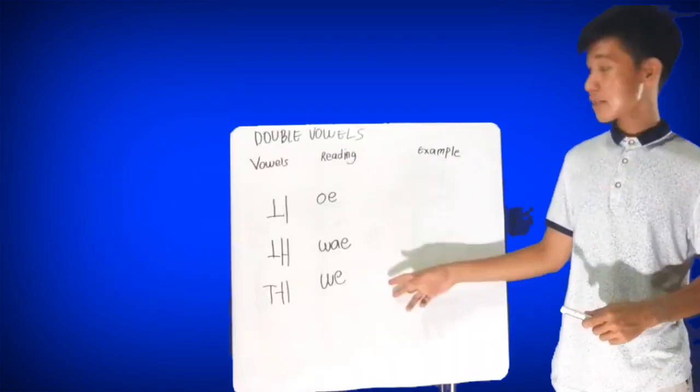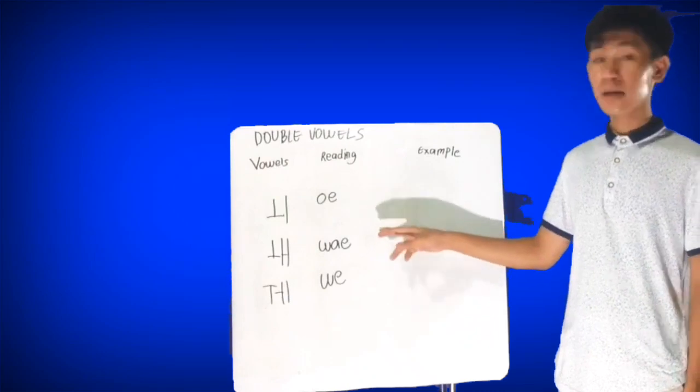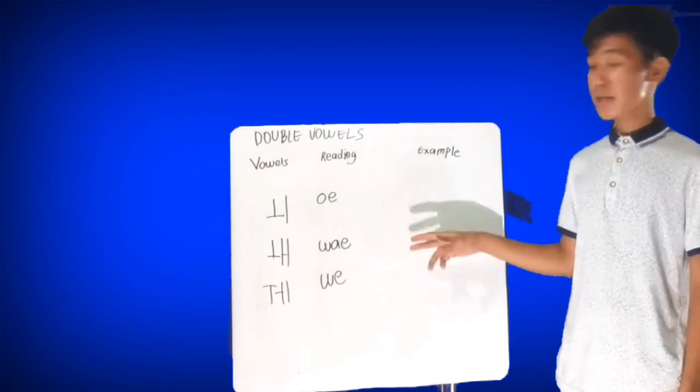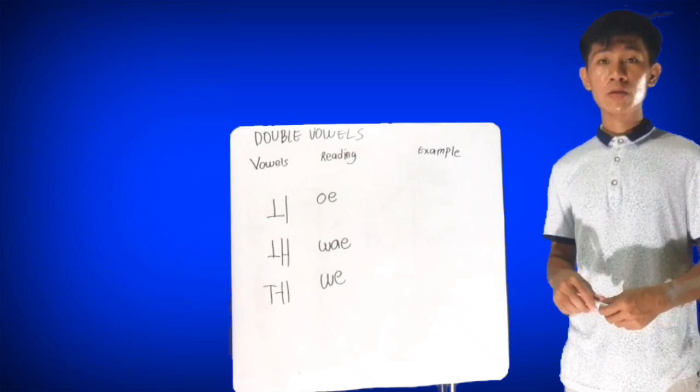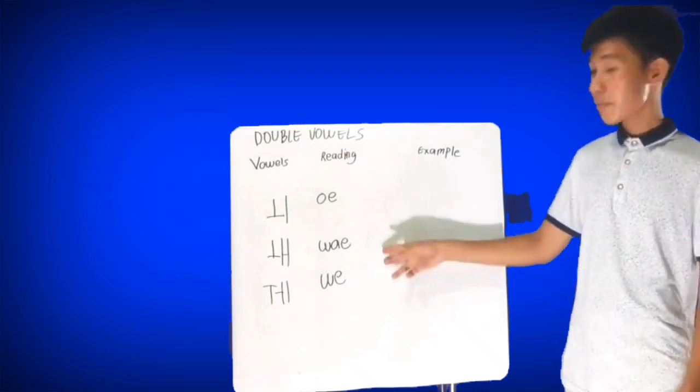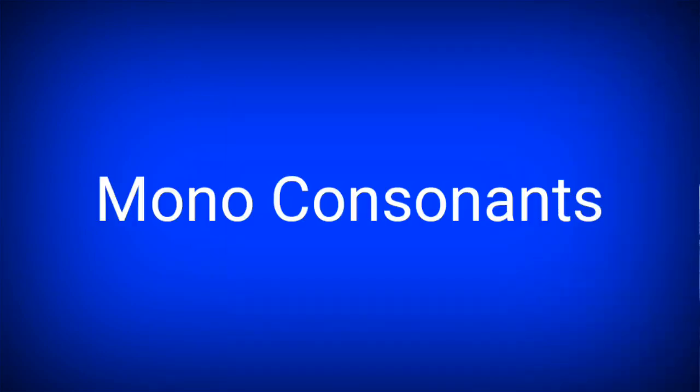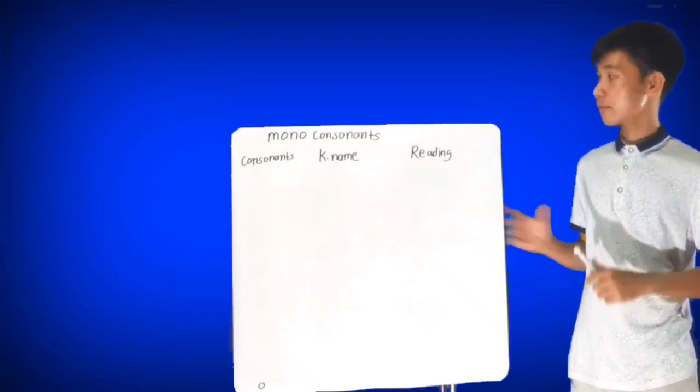The vowels like this, we, and we, they have the same sounds in oral composition. So if we use them, we can pronounce them in the same sounds. And now, let's move on to the consonants.